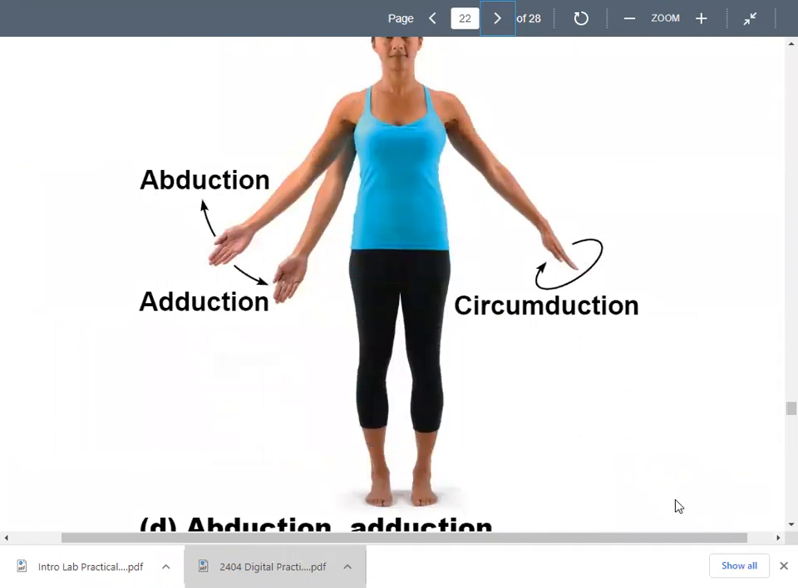Abduction again, going away from the midline, adduction going toward the midline. Going around, circumduction, right? Y'all remember this at all? Okay.